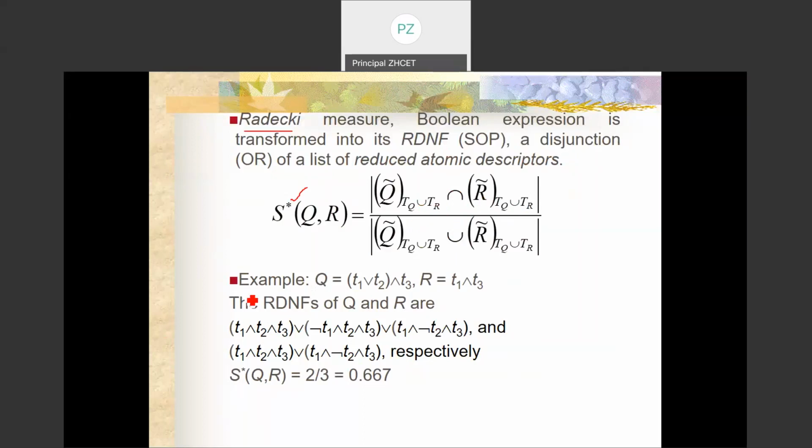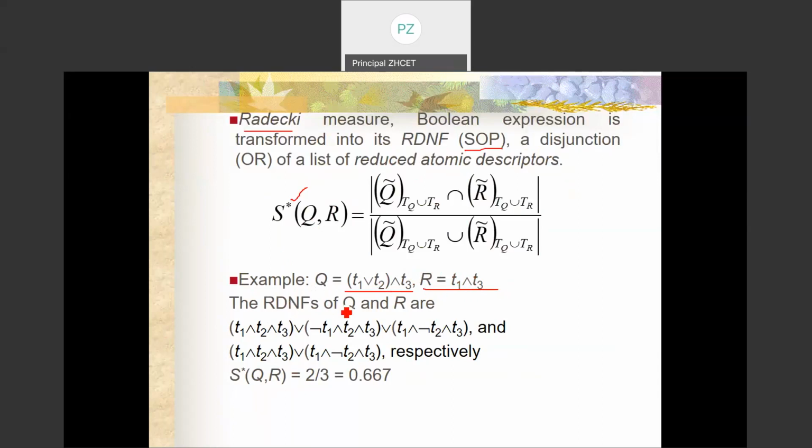Let me take an example. Things will become more clear. But we'll have to put it in the canonical sum of product form. This sum of product form has to be canonical sum of product form. We'll see what is the problem with that later. Let me take the example first. Suppose I have a Boolean query and a Boolean resource. Now my problem is to find the similarity between these two Boolean expressions.